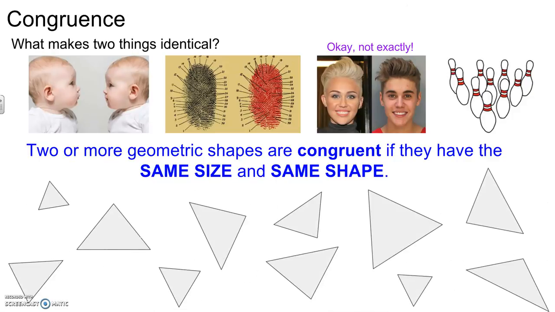Look at these triangles below. Decide which ones you think are congruent. If you said these four, then you're correct. Remember that they could have different orientations, rotations. They could be flipped, known as reflections, or translations, which means they're moved around. But these would be the four in this example.